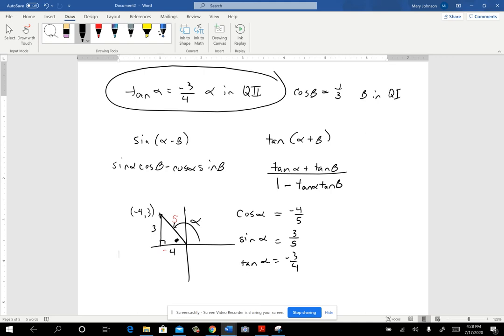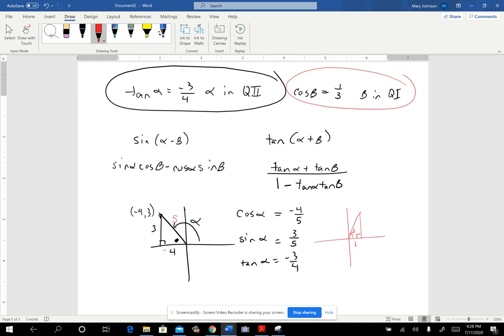All right, now let's look at the other piece of information. Let's see if I can squeeze that in right next to it. So for this angle, I have to redraw my picture. It's in quadrant 1, okay? So get my triangle drawn. This is the angle they're talking about. That's beta, okay? Cosine of beta was 1/3.